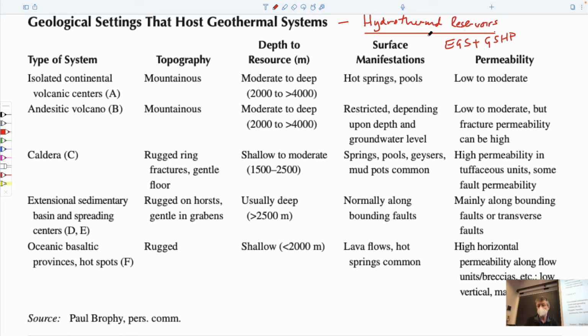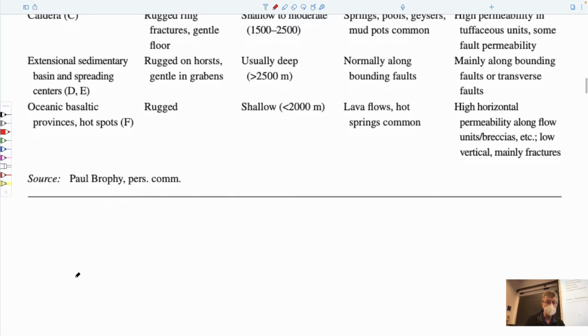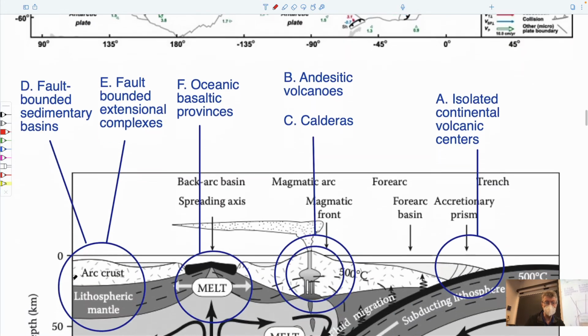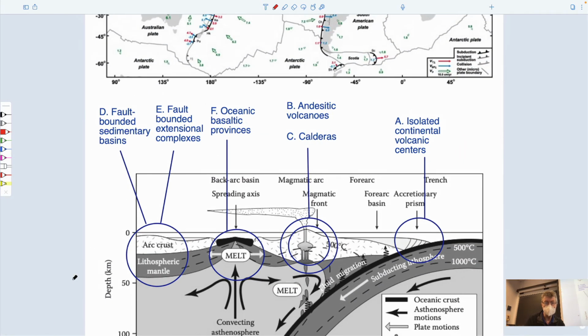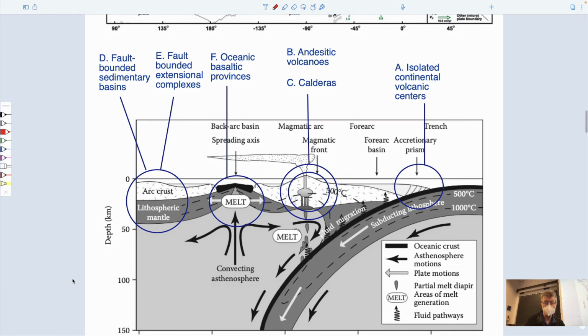So hydrothermal resources rely on high temperatures at relatively shallow depths. They could be deep depths, but they really rely on large volumetric flow rates. And this allows us to be able to get the m dot out of our system that we want. And so this classifies them. I'm not sure these classifications really matter, but these classifications A through F are shown here on this little schematic.